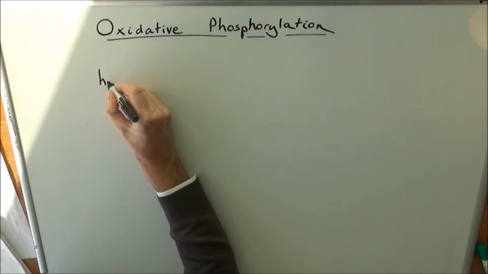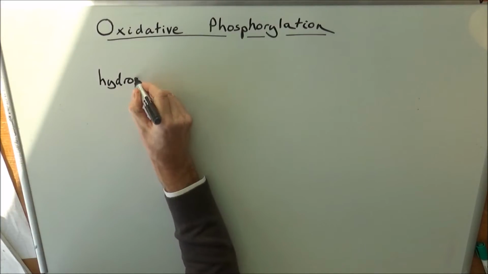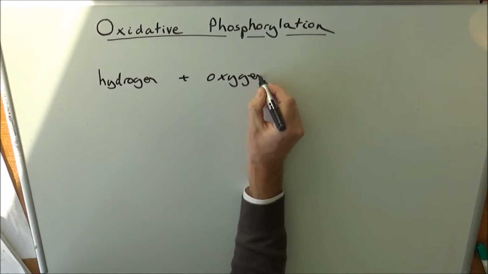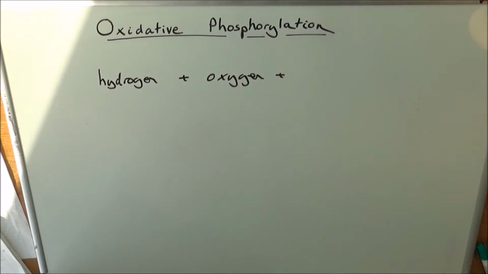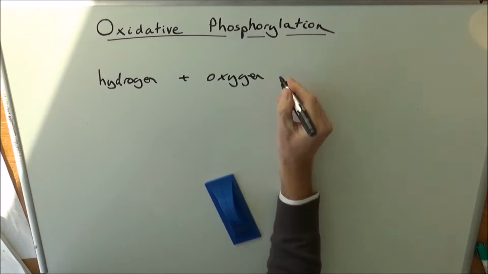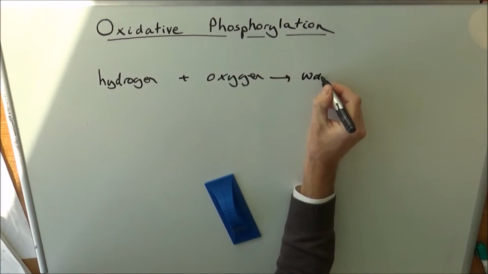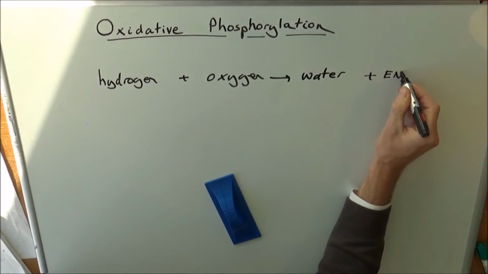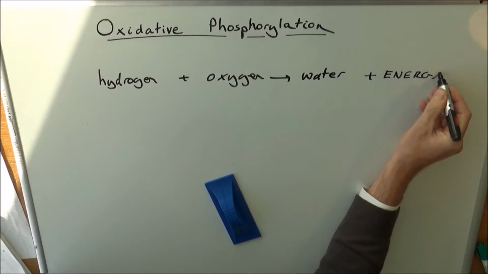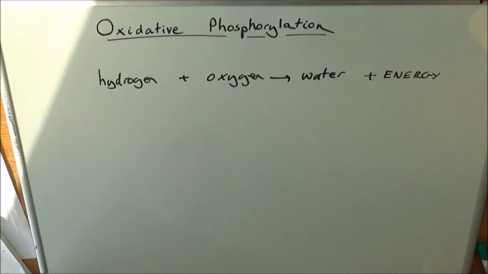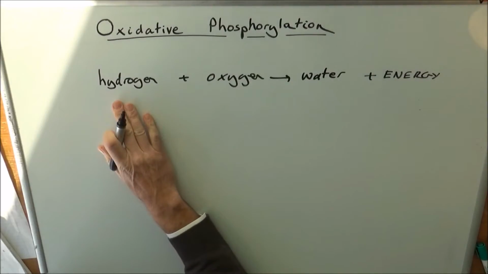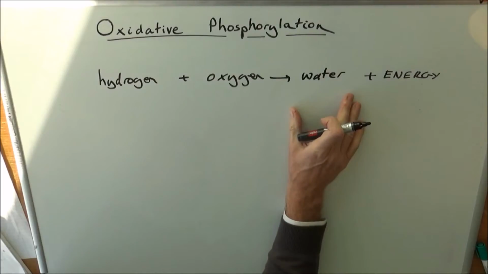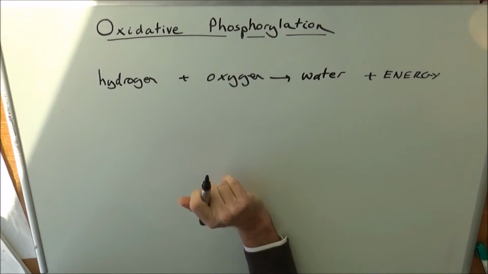If I just put it in words here, hydrogen plus oxygen goes to give water, and you will know from GCSE science or even Key Stage 3 that this releases lots of energy. This is of course the squeaky pop test for hydrogen gas. If you have a test tube with hydrogen in, you put a glowing splint in there, it reacts with the oxygen, and you get this squeaky pop as the energy is released in the form of heat.